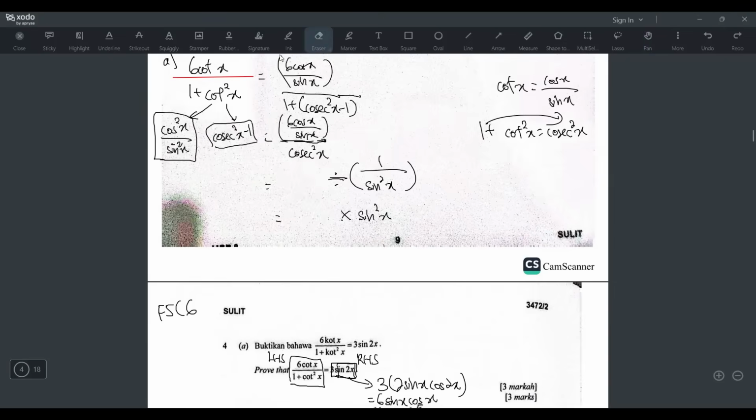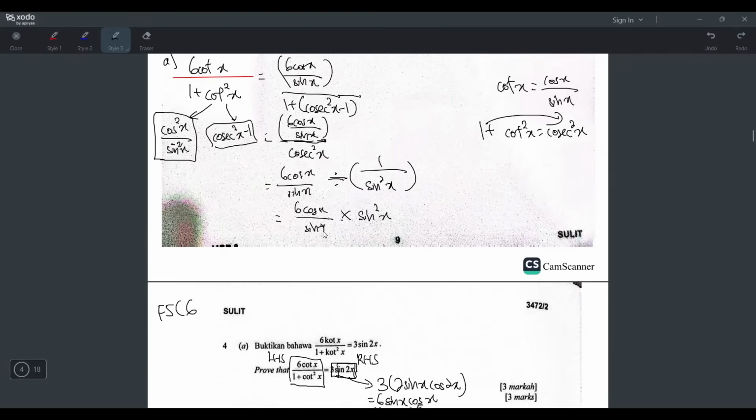Okay, you wait for me. Alright, so this one should be 6 cos x over sine x, like that. Yeah, that's the numerator. And then this one is also 6 cos x over sine x, the whole thing on top here. But you have to divide by cosec square. That's why I write divide 1 over sine square, which is same with times sine square over x. Yeah, because divide 1 over sine square x means times sine square x over 1. Okay, but over 1 no need to write.